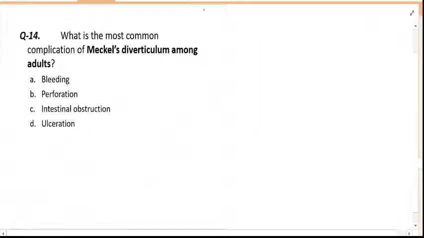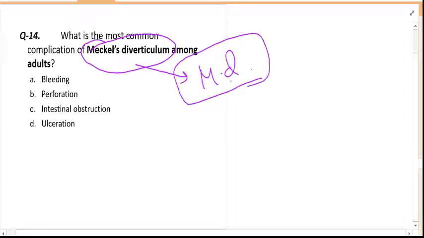Into question number 14. What is the most common complication of Meckel's diverticulum among adults? So Meckel's diverticulum, this is a congenital diverticula of the intestine, mainly from the antemesenteric border, 2 feet proximal to the IC junction.